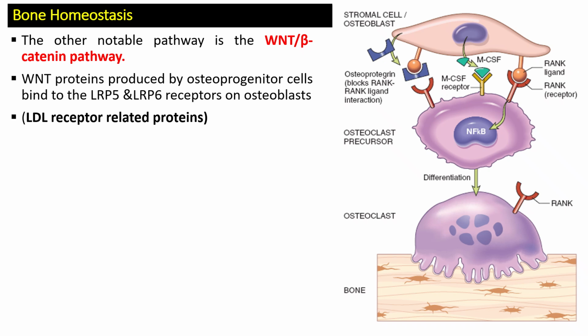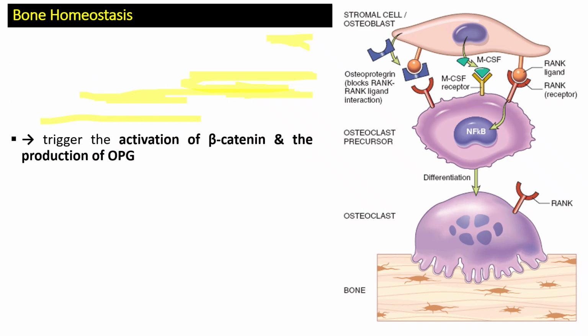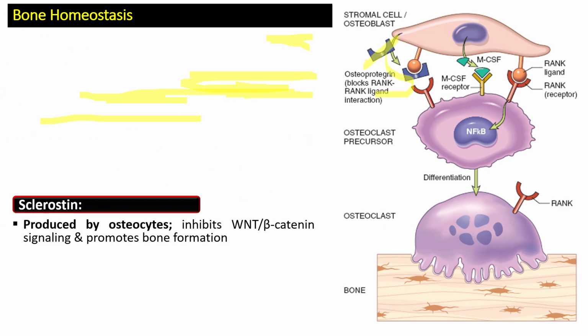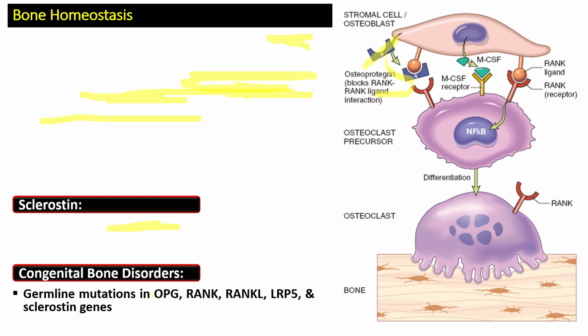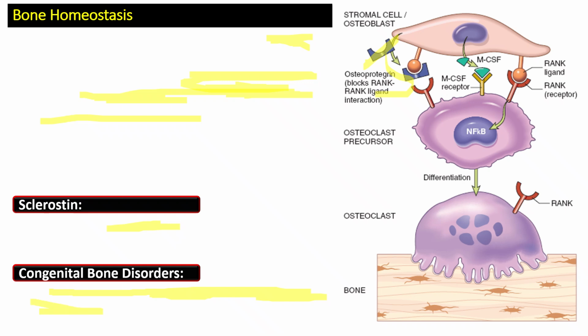Another notable pathway is the Wnt beta-catenin pathway, or wingless interaction pathway. This protein produced by the osteoprogenitor cells binds to LRP5 and LRP6 receptors on the osteoblast. These LRPs are LDL receptor related proteins. Then these trigger the activation of beta-catenin and production of osteoprotegerin. Sclerostin is another protein that is produced by osteocytes, and it inhibits the Wnt beta-catenin signaling and promotes the growth of the bone. If there is any mutation in these molecules, osteoprotegerin, RANK ligand, LRP4, LRP5, and the sclerostin gene, it may result in congenital bone disorders.